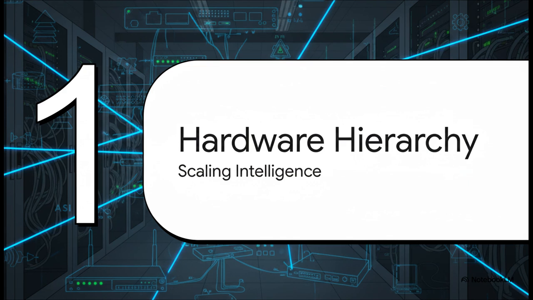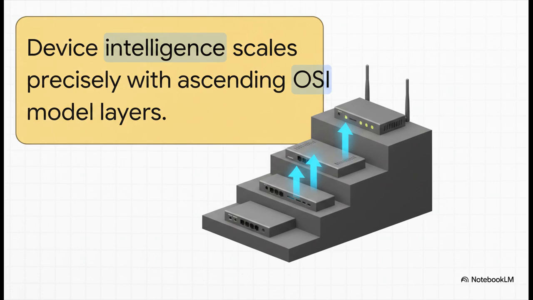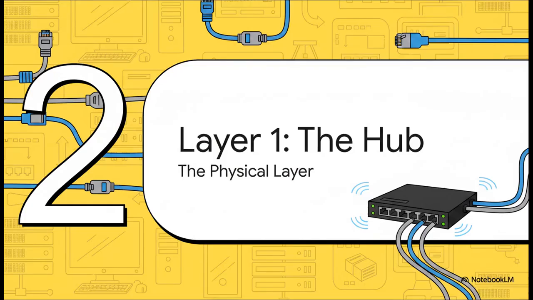All right, Section 1, the OSI hardware hierarchy, scaling intelligence. So the core principle here is that device intelligence scales precisely with ascending OSI model layers. We're going to use a strict bottom-up progression for this explainer. Why? Well, because watching how hardware evolves to solve increasingly complex problems as we move up the stack is by far the best way to deeply understand what these devices are actually doing. Basically, every time we step up a layer, the hardware gains a whole new level of awareness about the data it's handling.